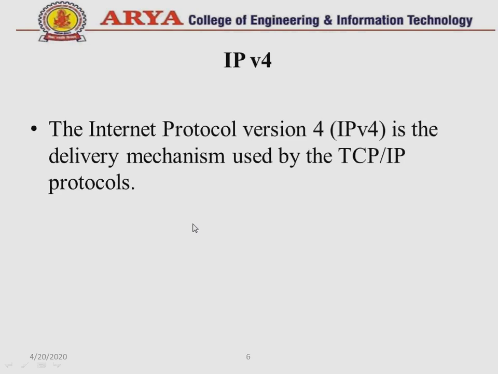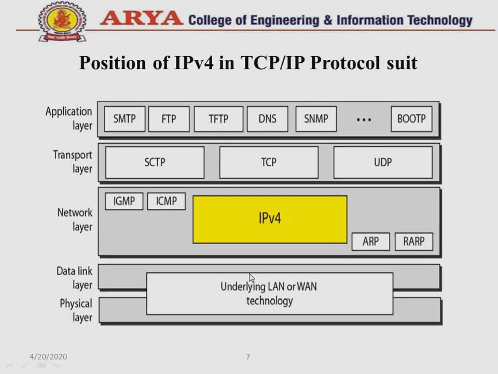So firstly, IPv4. IPv4, the Internet Protocol version 4, is the delivery mechanism used by the TCP/IP protocol. Here you can see the TCP/IP protocol suite, this is the position for IPv4, and here are the remaining protocols. So IPv4 lies on the network layer in the TCP/IP protocol suite.